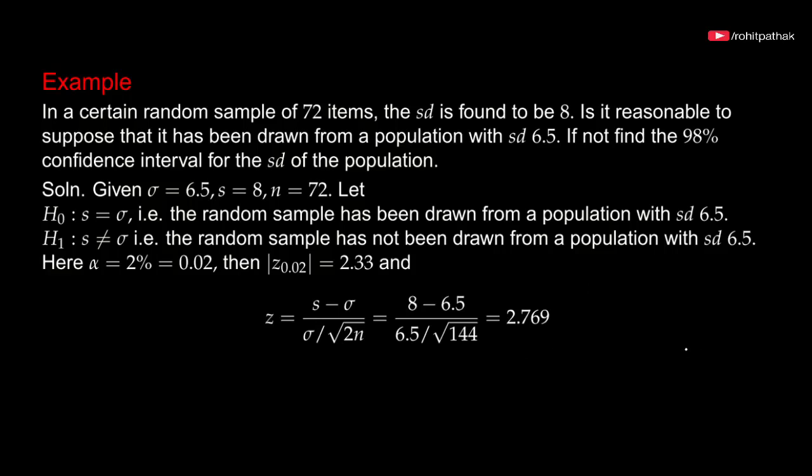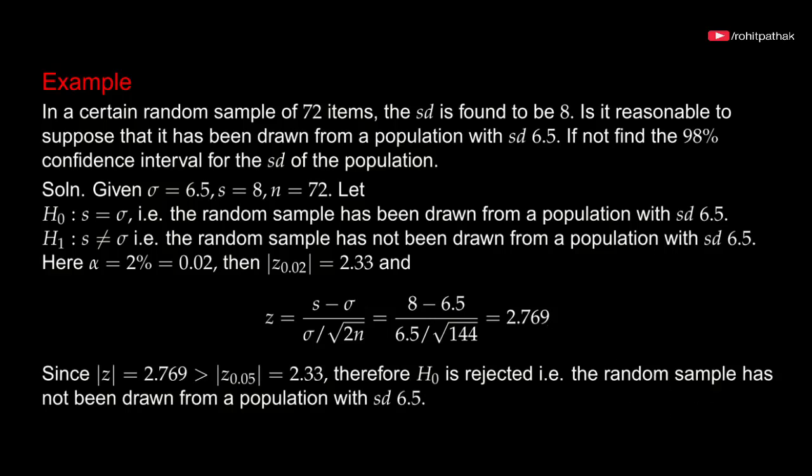So what is the value of test statistic Z? S minus sigma upon root 2n, which is found to be 2.769. So if we compare this value with the critical values, we find that this value lies outside the acceptance region. So this 2.769 is somewhere here. So H0 is rejected and H1 is accepted. That means the random sample has not been drawn from the population with standard deviation 6.5.